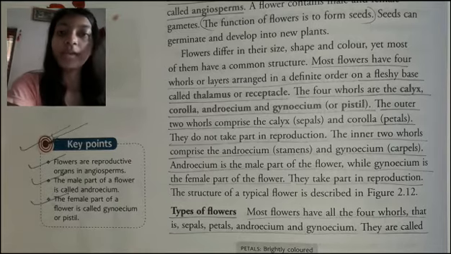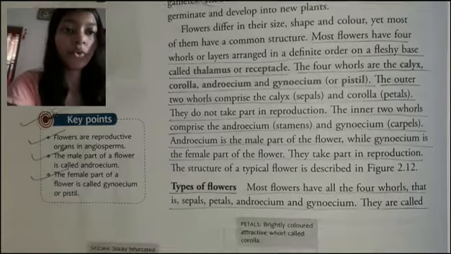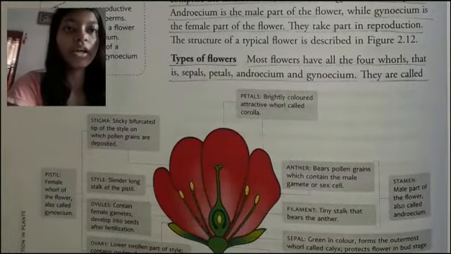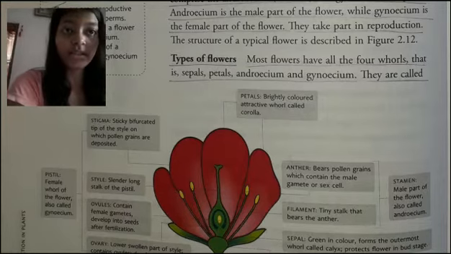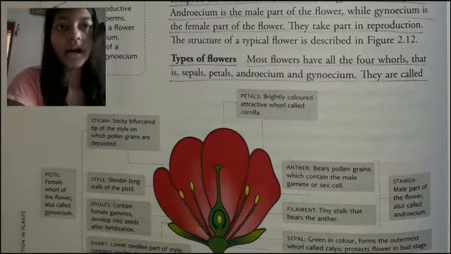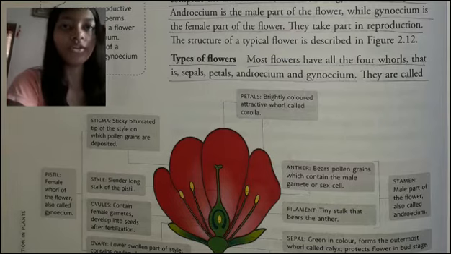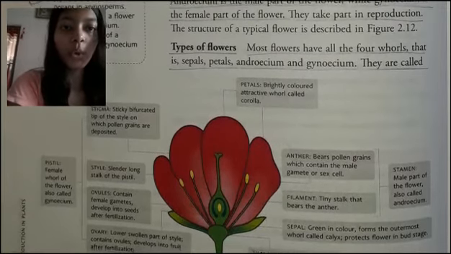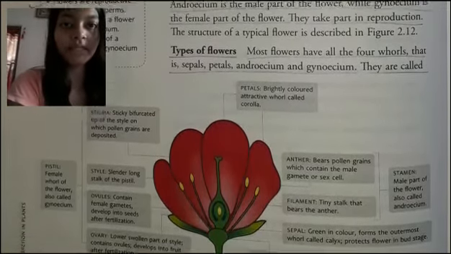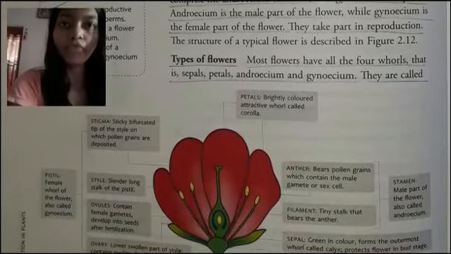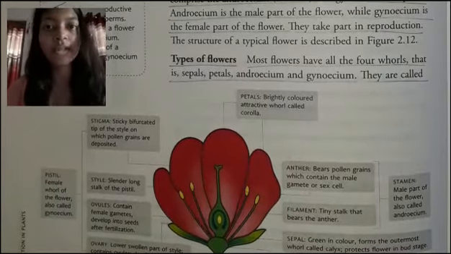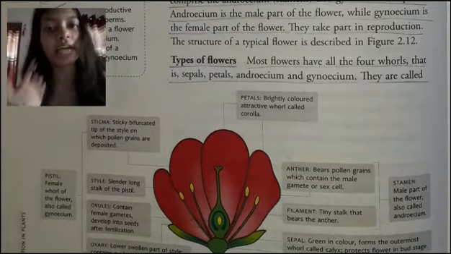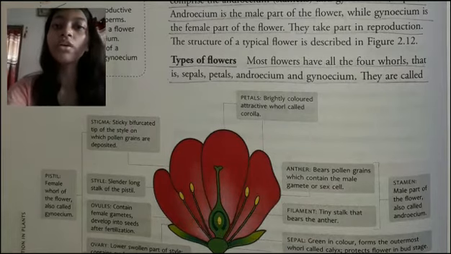The structure of a typical flower is described in the figure. I am showing it to you. You can see this is the flower. You can see the petals are brightly colored and make the whole flower attractive. Then you can see the stigma, style, ovary, and inside the ovary the ovules are present. So stigma, style and ovary constitute the pistil, that is the gynoecium, which is the female part of the flower.